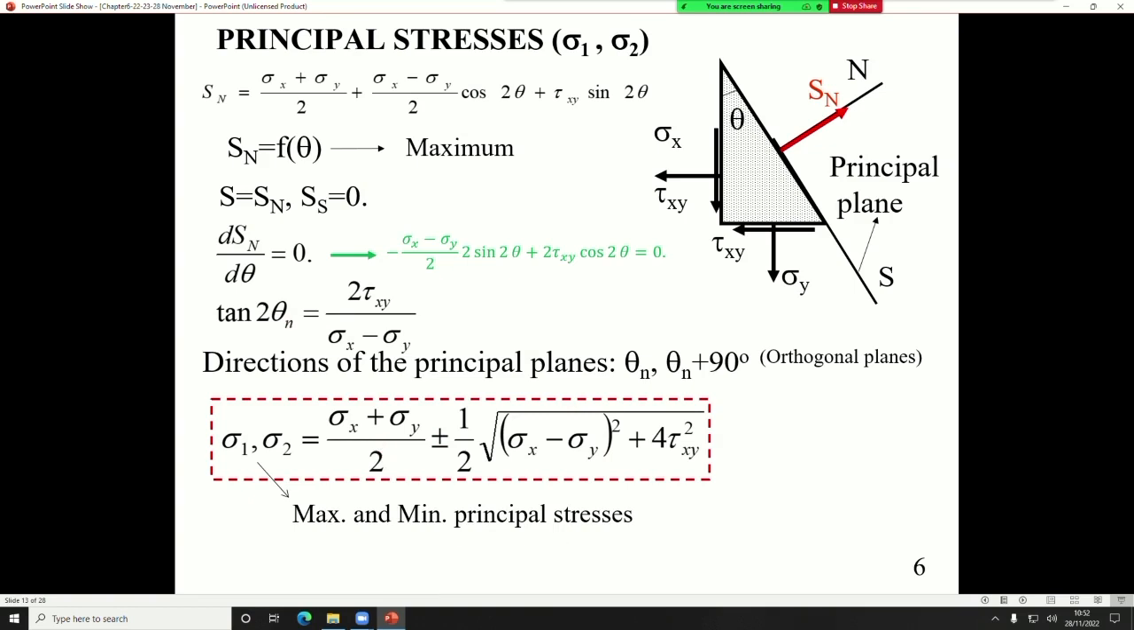So any question on slide 6? Yes, please. So for the maximum and minimum principal stresses, does it depend on the magnitude or? It depends on your stress matrix: sigma x, sigma y, and tau xy.